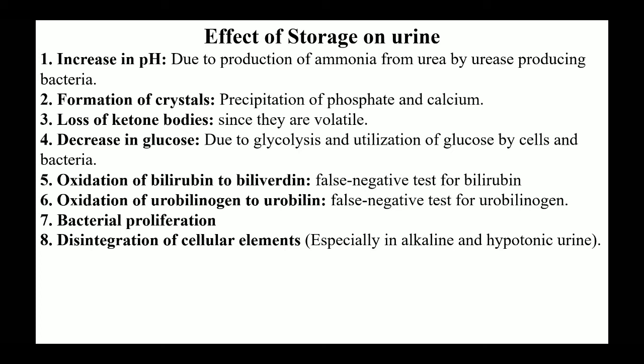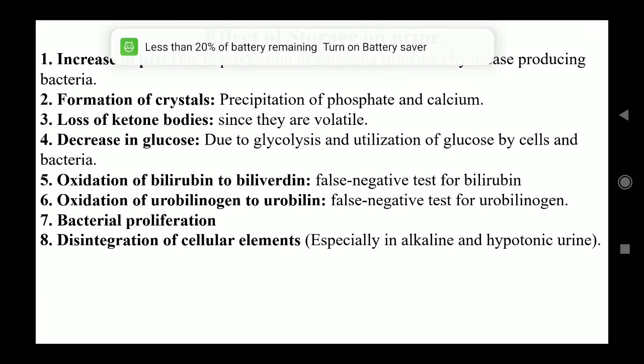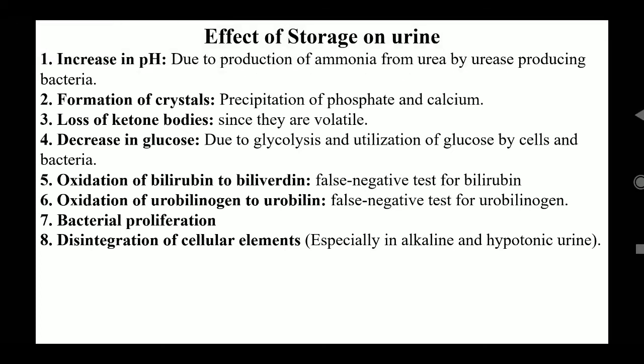Suppose a physician wants to diagnose a UTI of a patient, and suppose the patient sample contains pus cells or epithelial cells, but due to the delay these cellular components get disintegrated, so we will get a false negative result. So these are the 8 points. There are many more effects, but these are the main 8 points on which we should focus. So these are the effects of storage of urine.